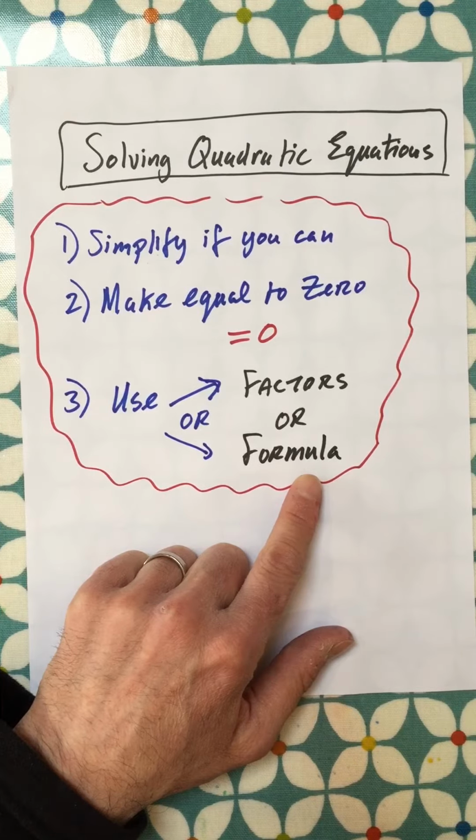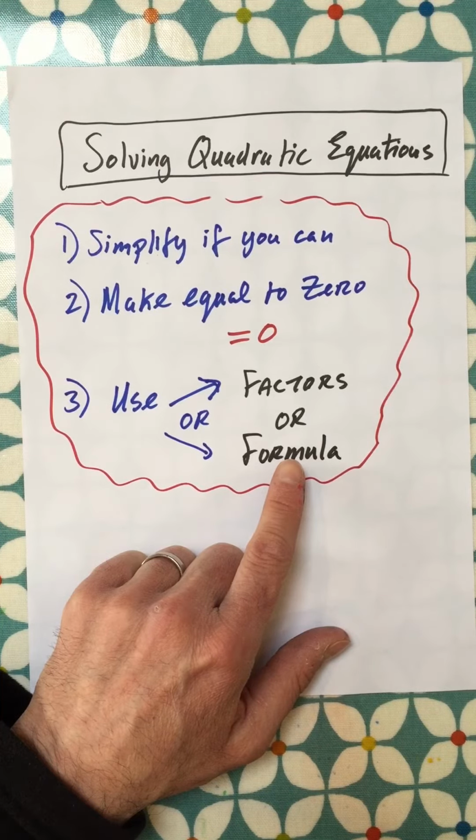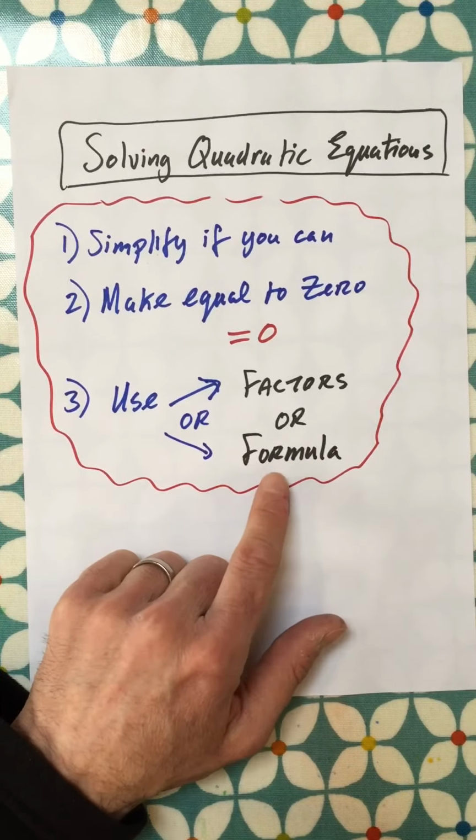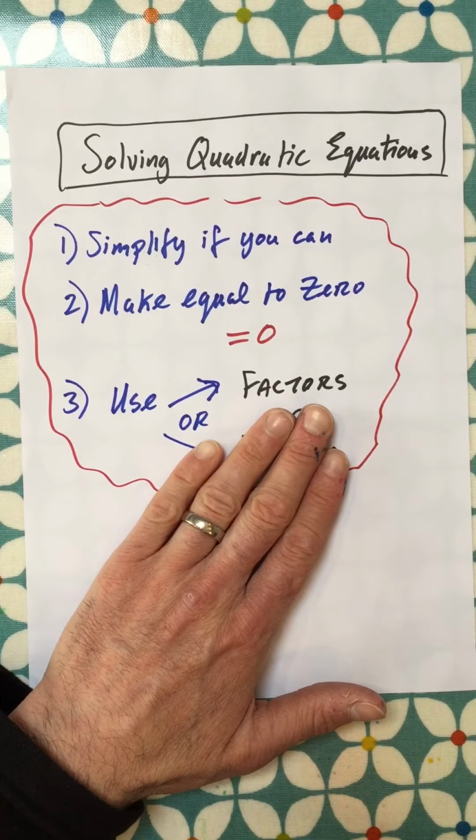A telltale sign that the formula is needed is if the question says give your answers correct to a decimal place or in surd form. If they mention decimals or surds, chances are you will have to use the formula to work it out. But if they don't say that, try factors first if you can.